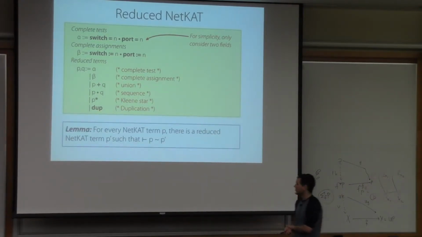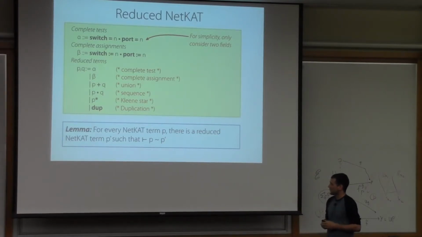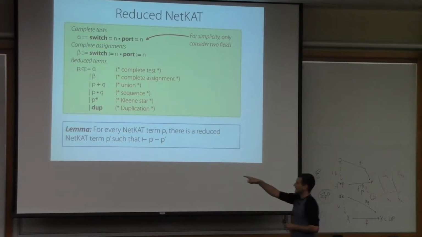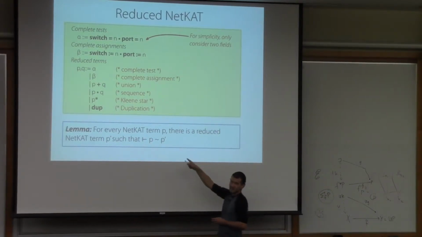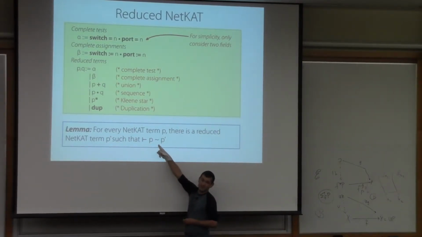And it's not hard to show that, again, using the NetKAT axioms, for every NetKAT term p, there is a reduced NetKAT term p prime such that, and I apologize, this symbol should be the triple bar equivalence we had on the last one, such that you can prove using the axioms that p equals p prime.